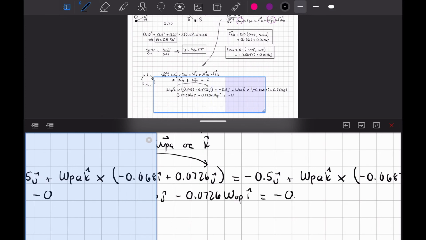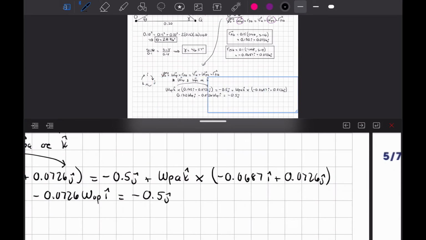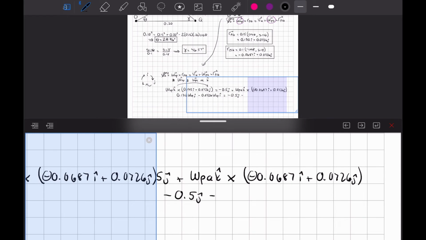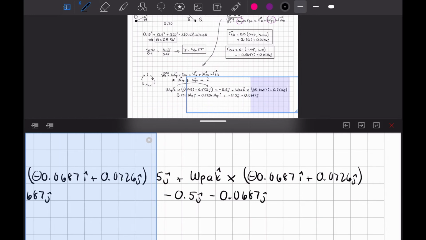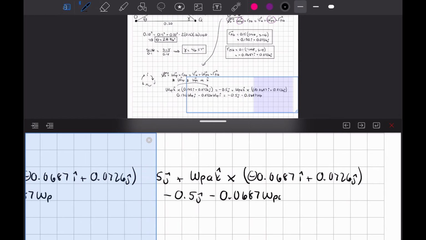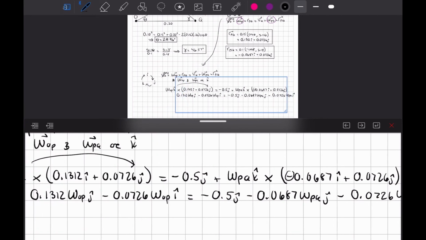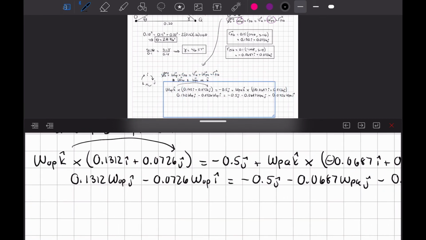And that's going to be equal to negative 0.5 j hat. And okay, so we have k cross with i hat. That's going to be positive j hat, but we already have this minus sign here. So that's going to be minus 0.0687 omega PQ j hat plus, so we have k cross with j, it's going to be negative i hat. So actually we'll just get rid of that plus sign. Put a minus in right away, 0.0726 omega PQ i hat.